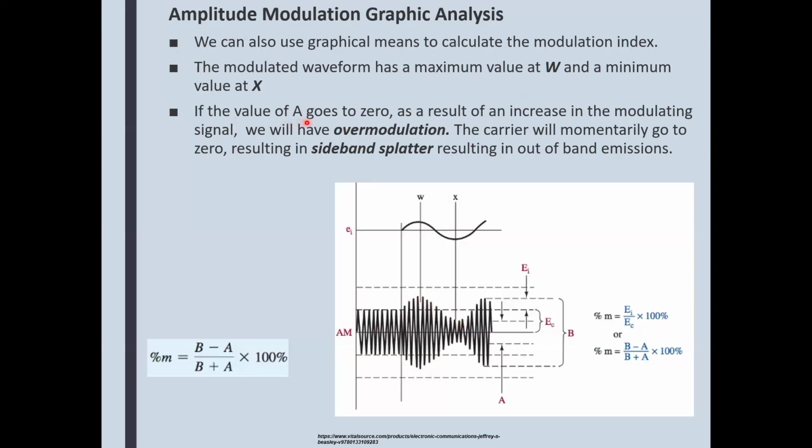If the value goes to 0 as a result of an increase in the modulating signal, because you can increase that and it's just going to hit the bottom here, it can't go any further, then we're going to cause something called overmodulation. So yes, you have to treat it with respect. I'm talking about the carrier. You can push it so far up and down, and it has to be symmetrical up and down here. You can only go so far here, and you can only go so far here.